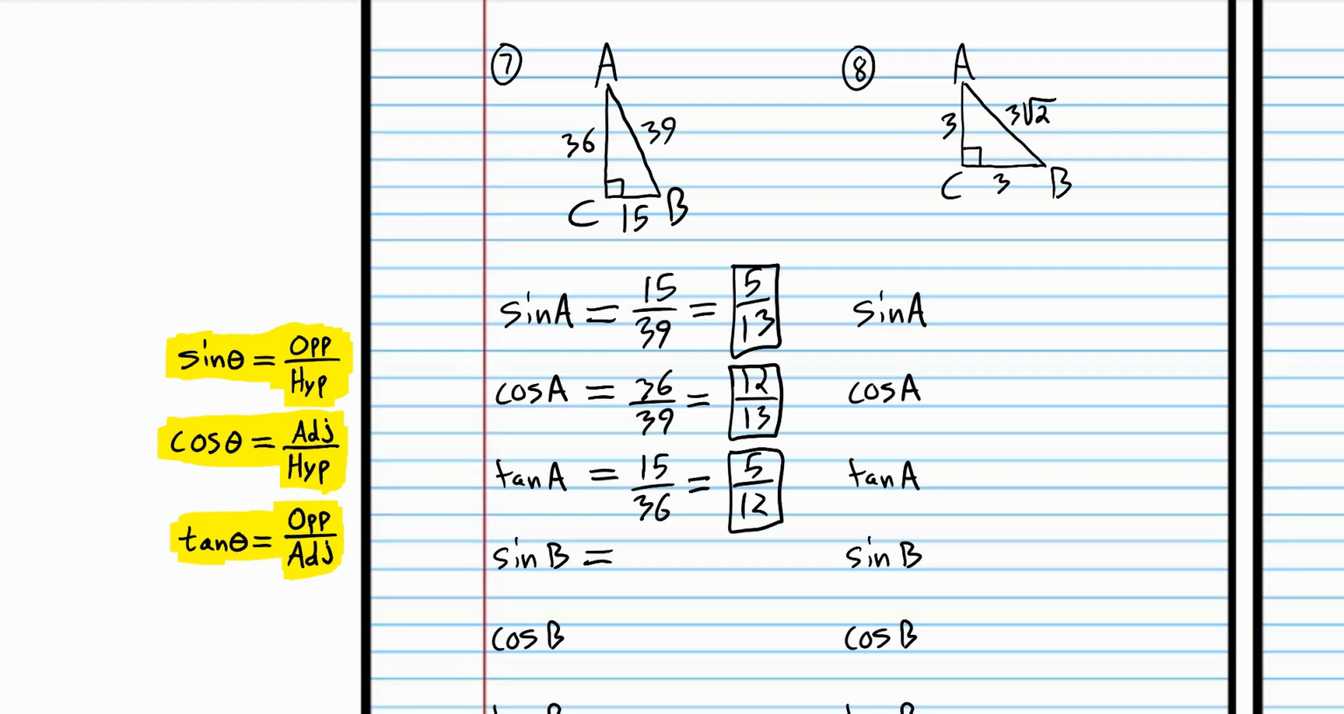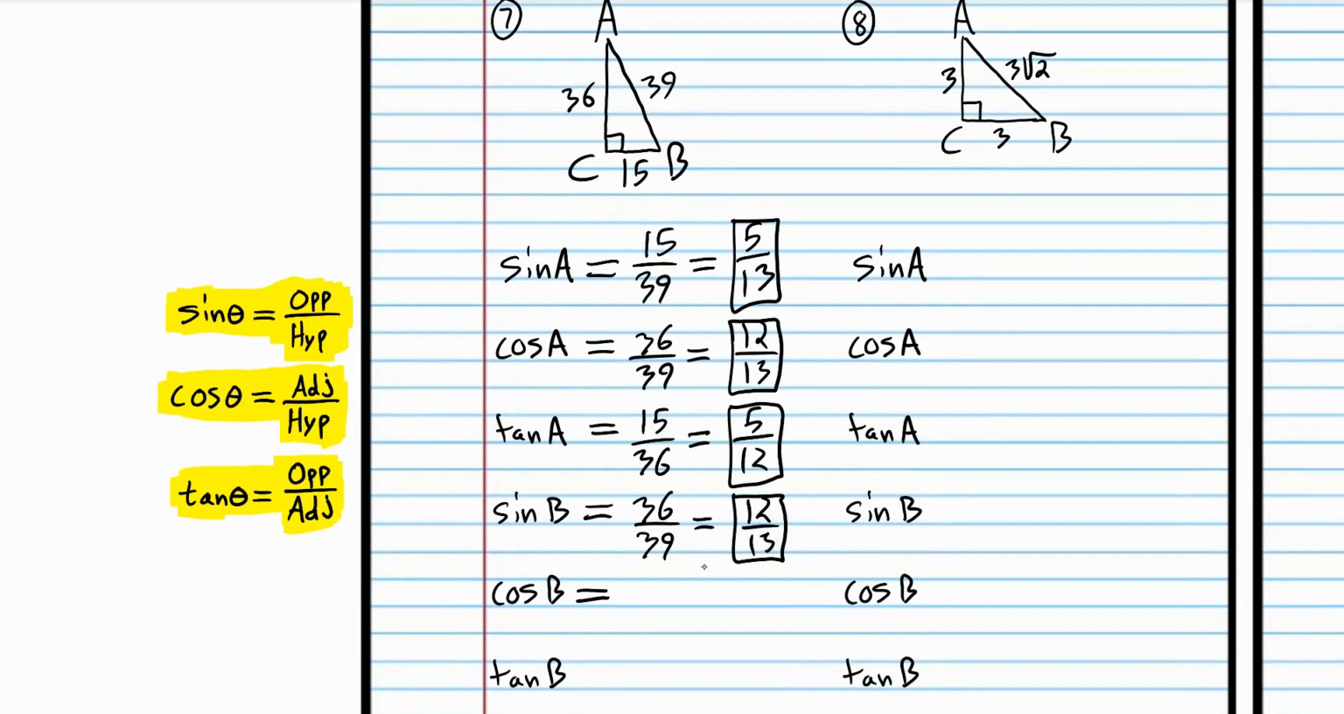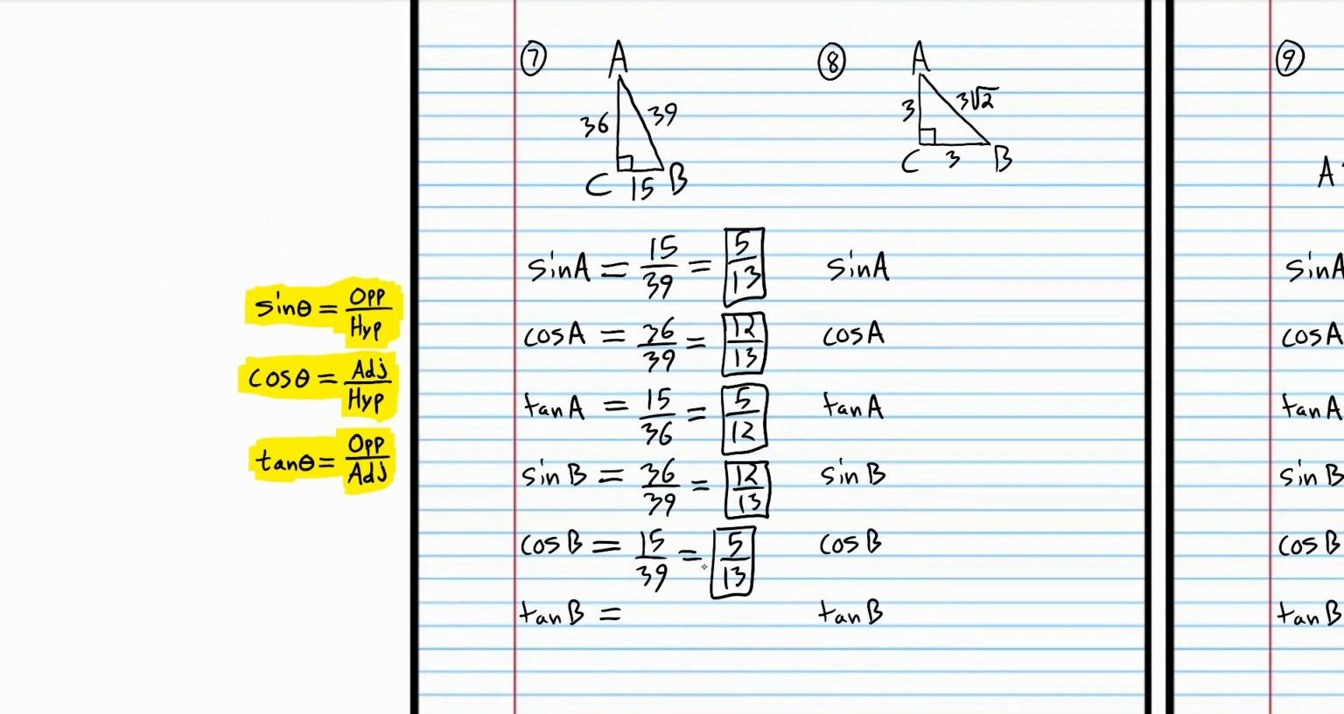Now we're switching angles. Sine B, opposite side of B is 36, and hypotenuse is 39. Divide both sides by 3, and we get 12 over 13. Again, we're just learning what these definitions are, what these functions are. Cosine B is adjacent over hypotenuse, so that would be 15 over 39. Divide both sides by 3, and we get 5 over 13. And tangent B is opposite over adjacent, so that would be 36 over 15. Divide both sides by 3, and we get 12 over 5.